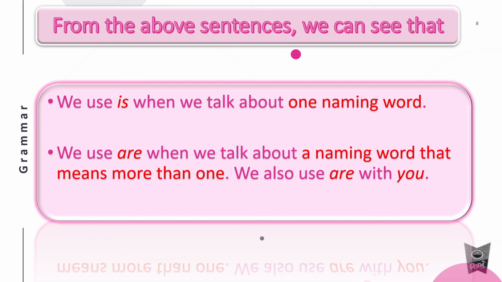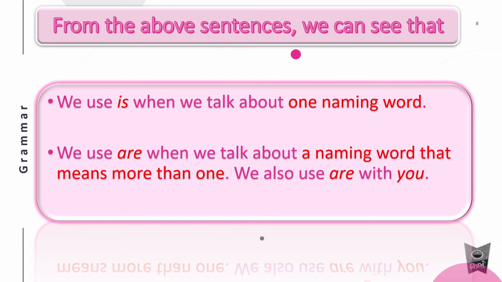Okay, understood? Okay, so when we are talking about more than one, what do we use? Are. Very good. When we are talking about one naming word, that time we use is. When we are talking about more than one naming word, we use are. Okay, so one we use is, more than one we use are. Okay, understood?